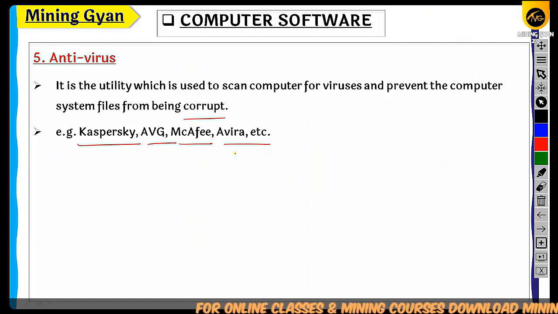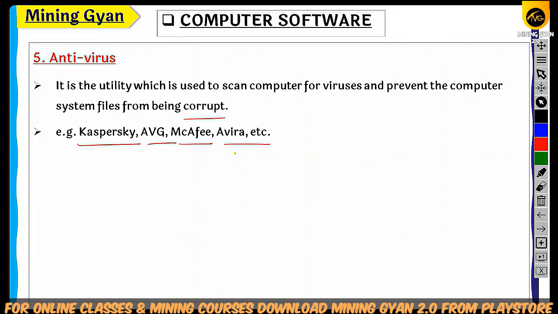Okay, so these are the most important softwares or points related to computer software. Now the second portion of the unit is computer programming.